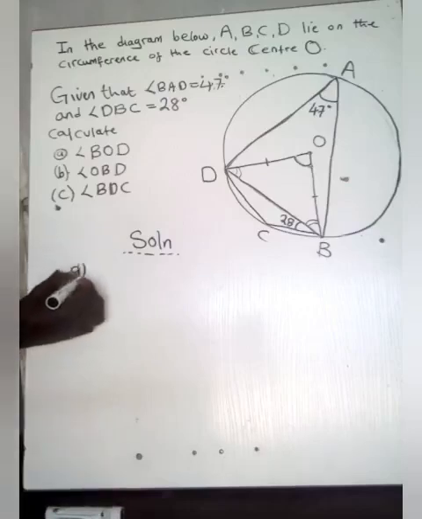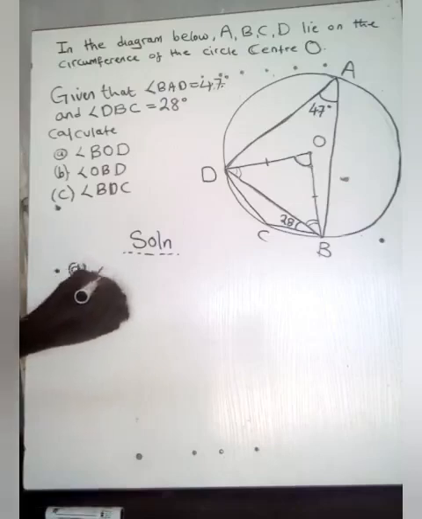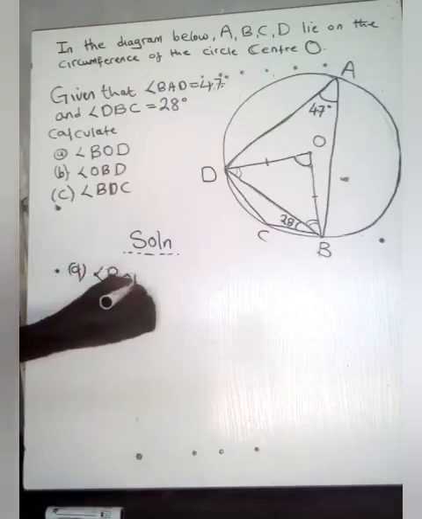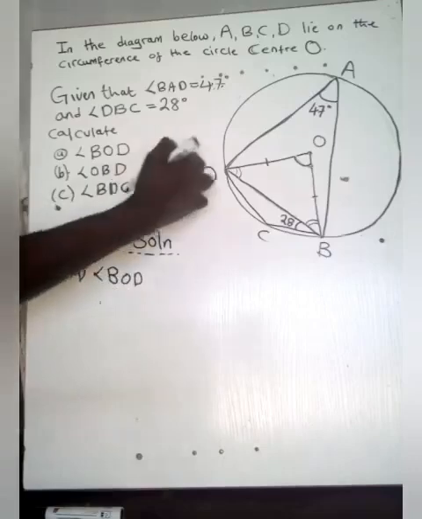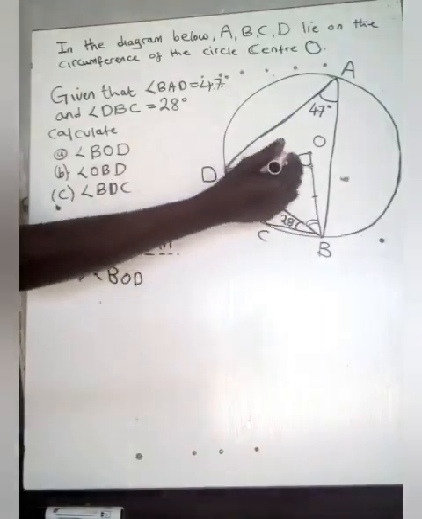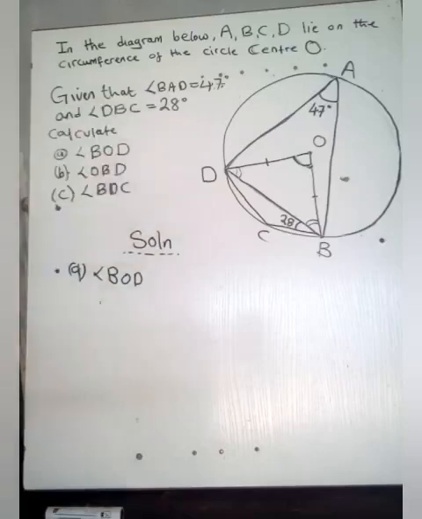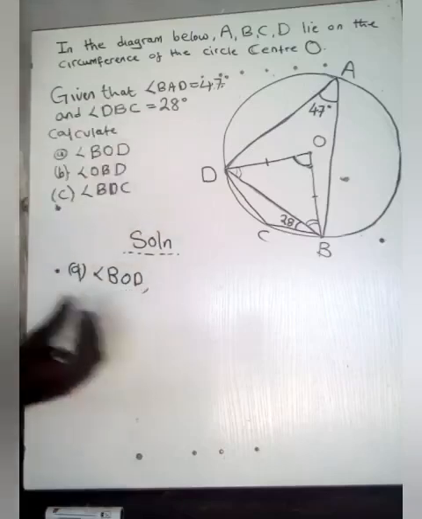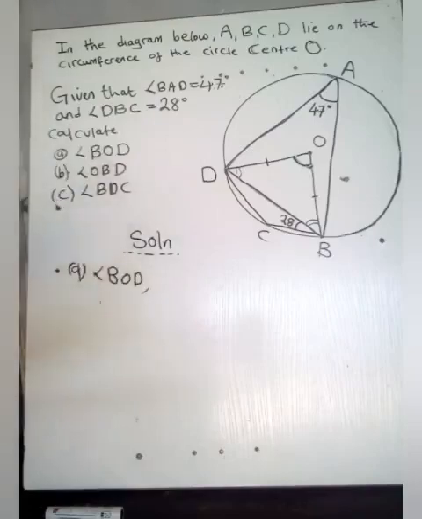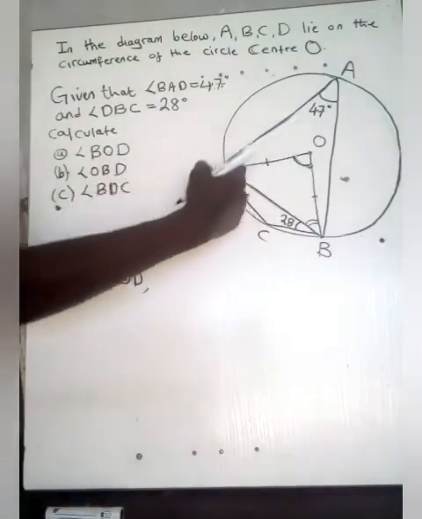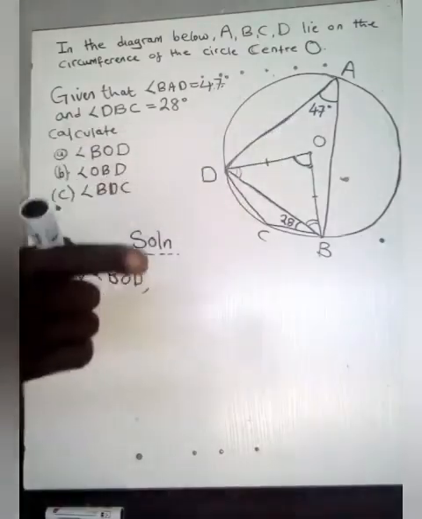So question A says calculate angle BOD. So we're calculating this angle. How do we calculate this angle? I want to calculate it using the angle at the center is 2 times the angle at the circumference. Look at this one. Angle BOD is the angle at the center.